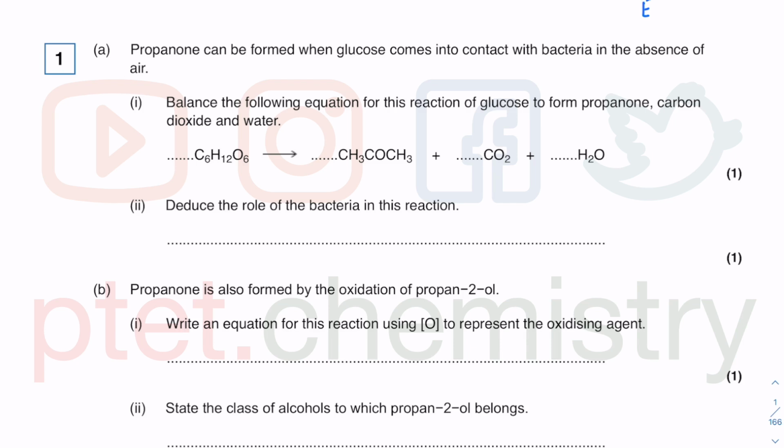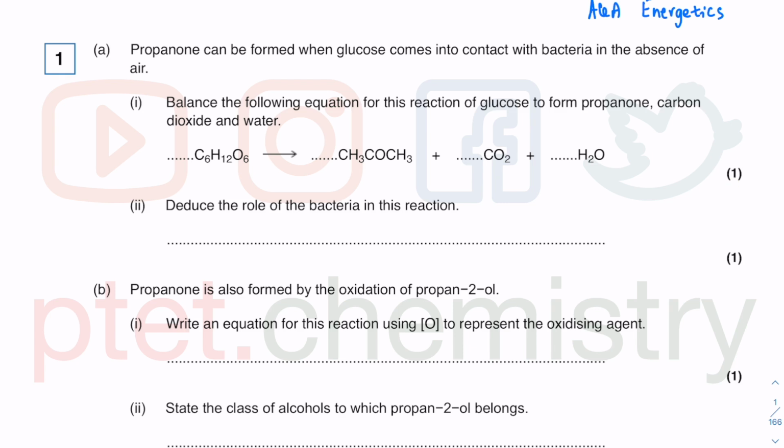In this tutorial video, we'll go through this AQA topical series. This is AQA A-level chemistry. We'll go through this energetics topic. In this first question, propanone can be formed. Propanone is CH3COCH3 and glucose is C6H12O6. We're just going to balance the equation for that, 1 mark.